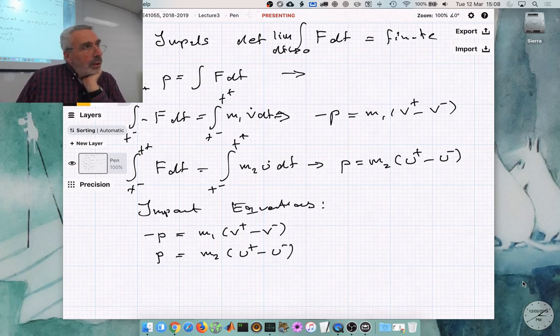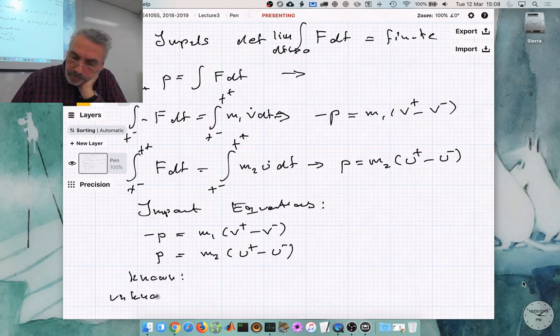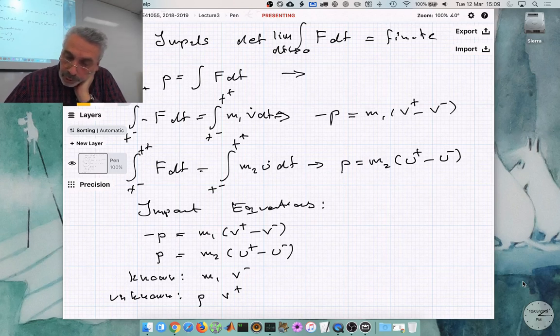Now, what are the knowns and the unknowns? Do we know what P is? Nope, unknown. Do we know what m1 is? Yep. Do we know what V plus is? Nope, that's the velocity after impact. Do we know V minus? Yes, we know V minus. Again here, P, we already had that one. m2 is also a known quantity. U plus, again, we don't know. And U minus, we should know what the velocity before impact is. So we have three unknowns and two equations.